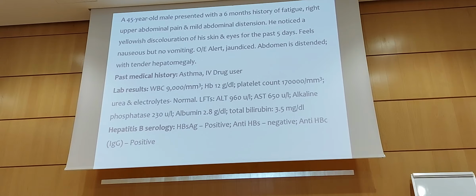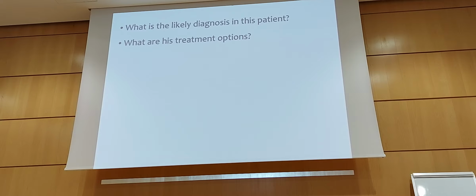Okay. So surface antigen was positive, surface antibody negative, and core IgG positive. Based on this serology report, what do you think the patient is having? Chronic hepatitis B. Okay. What are the treatment options? Interferon and lamivudine for hepatitis B.